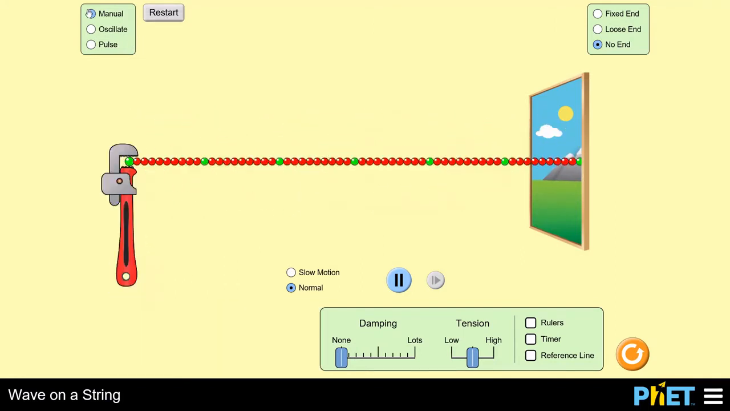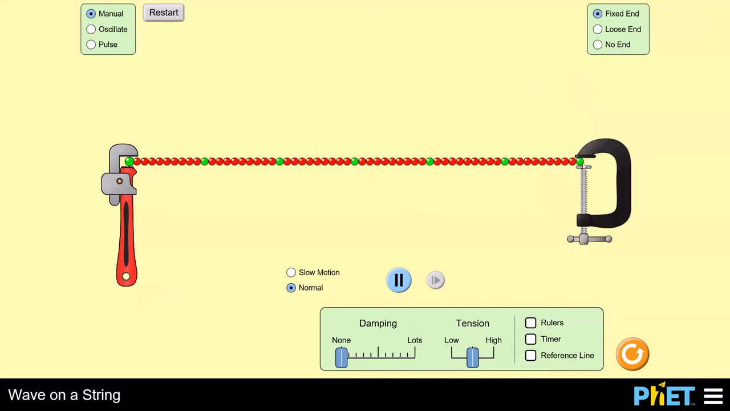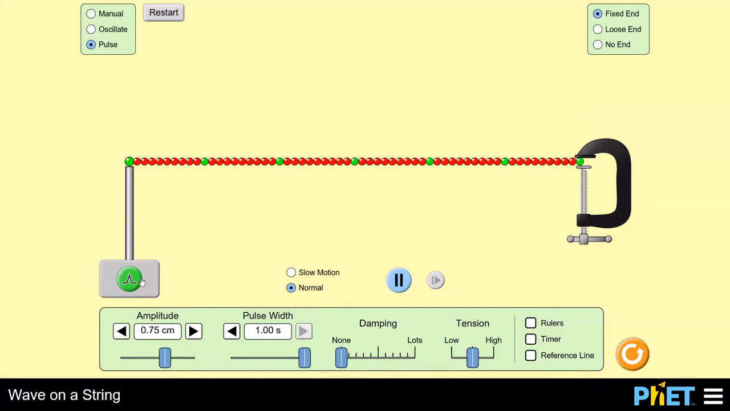What next can we say here? Let's talk very briefly about boundary conditions. If I choose a fixed end, so now the bead on the right is no longer free to move, let me just make a single pulse and watch what happens to the pulse when it gets to the end. See how it went from the top side to the bottom side? It was inverted.